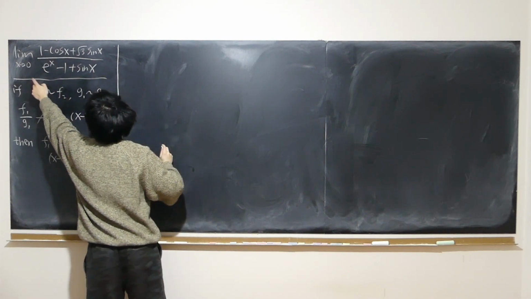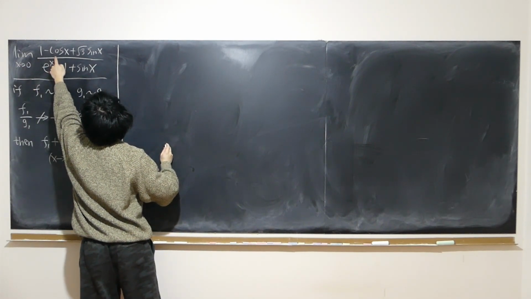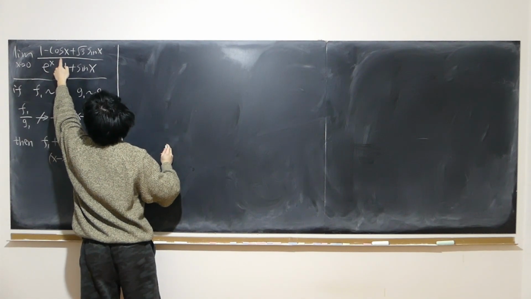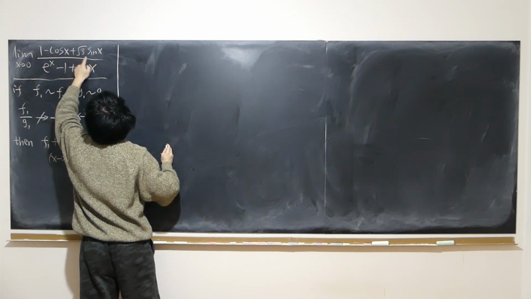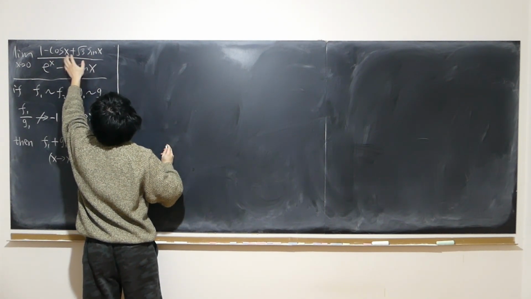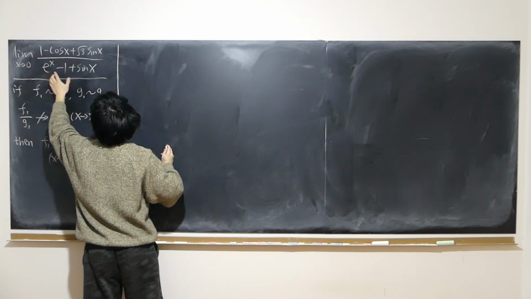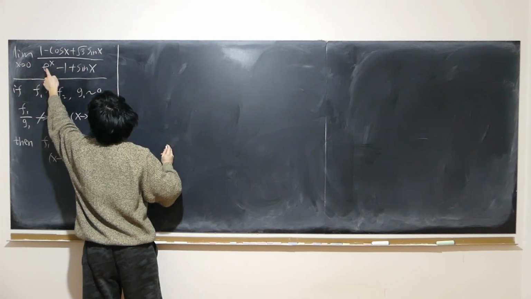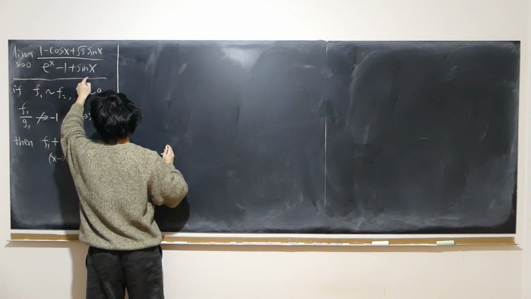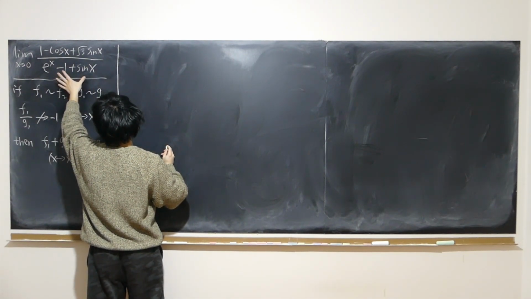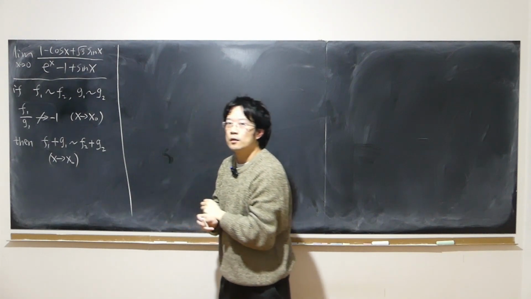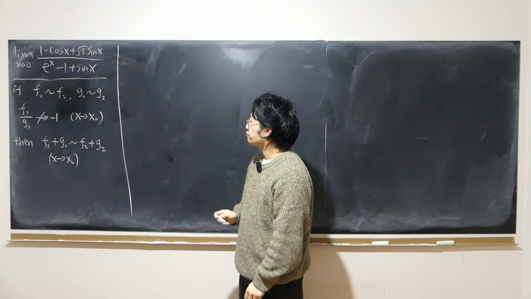As x approaches 0, what happens to the top is that cosine x approaches 1, so 1 minus 1 is 0, and the sine term also approaches 0. So we have 0 on the top. On the bottom, we have e to the 0, which is 1, minus 1, 0, plus something that's approaching 0. So we have 0 over 0 type. So it's an undetermined form.